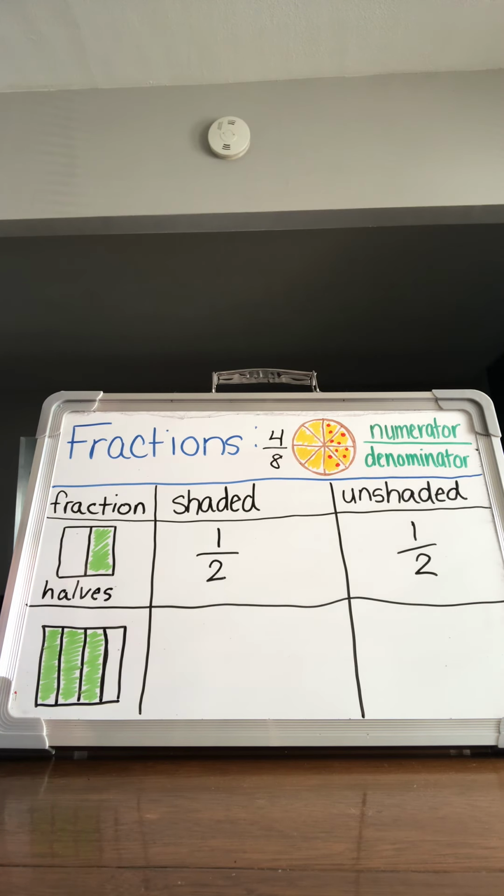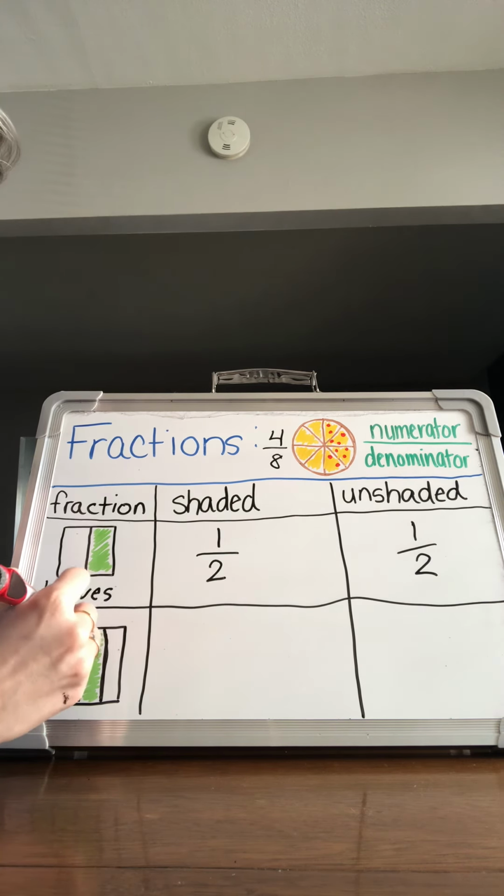Let's look down here. Down here we have a whole and some that are shaded and unshaded. Let's see how many are in the whole. How many pieces make up the whole? 1, 2, 3, 4. Do you know the fractional unit for a shape with 4 equal parts? That's fourths.